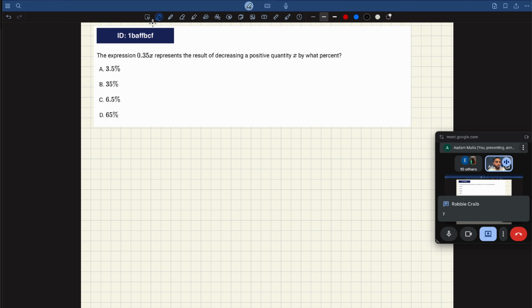Okay, thanks, Robbie. Robbie's first. Robbie, whilst you're waiting, you can have a look. If you were finding 3%, sorry, if you were decreasing by this amount, the 3.5 or the 35% or the 6.5%, what would you be multiplying by? So you can think about that whilst you're waiting. Give everyone 20 more seconds.